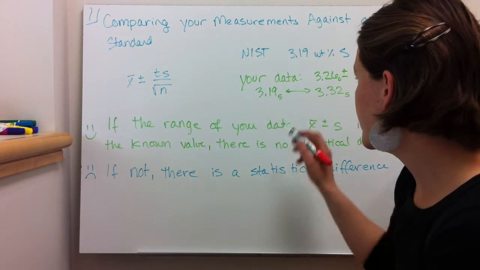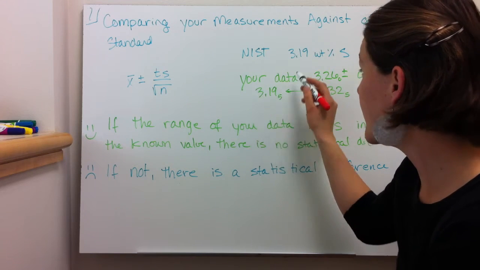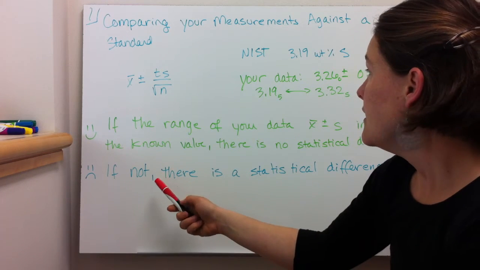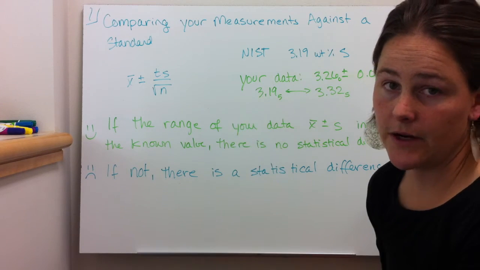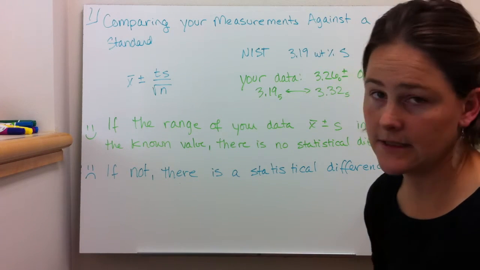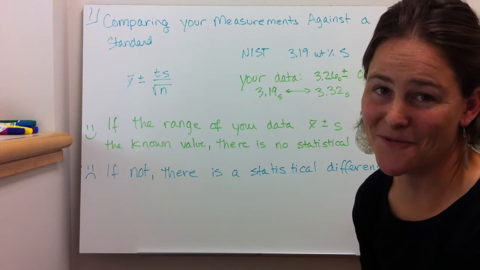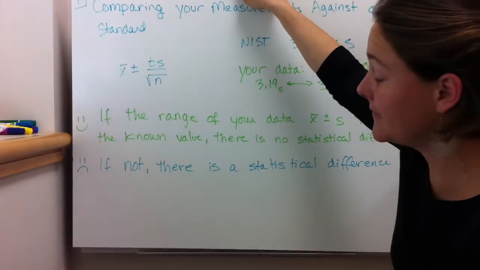However, you can see that the lower limit is actually a little bit higher than what the NIST standard is. And so actually this is because the NIST standard value does not lie within the range of your data. There is a statistical difference, and you need to go back to the drawing board and figure out how to make your method more precise or more accurate. But in this case, more accurate.